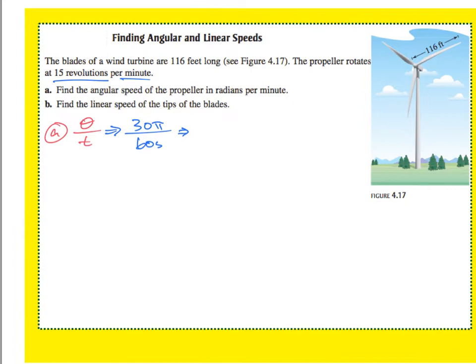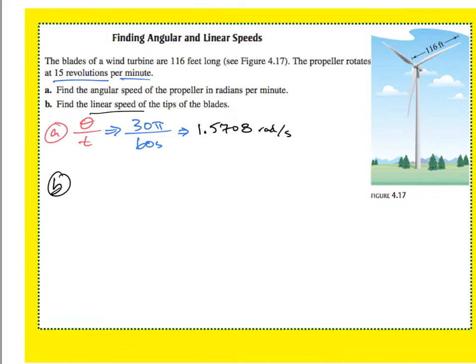I guess you could do pi over 2. So it's about what? 1.5708 radians per second. All right, so that's how fast this is traveling for our angular speed. All right, part B, it says find the linear speed.